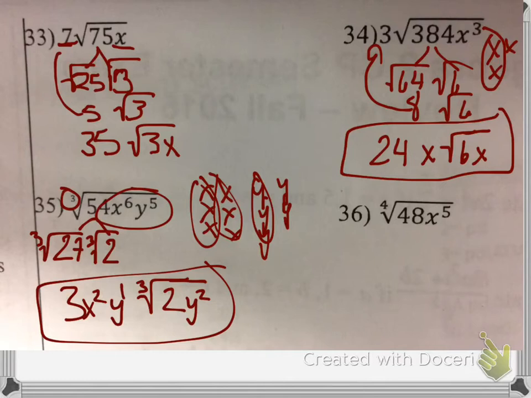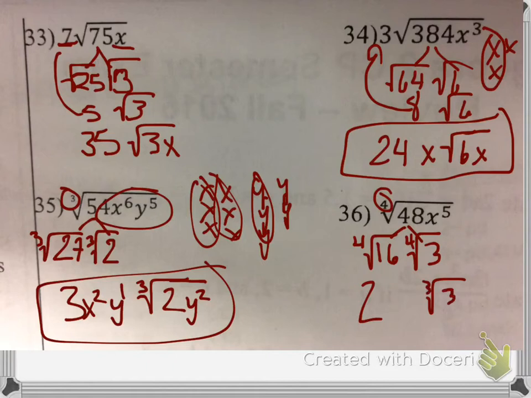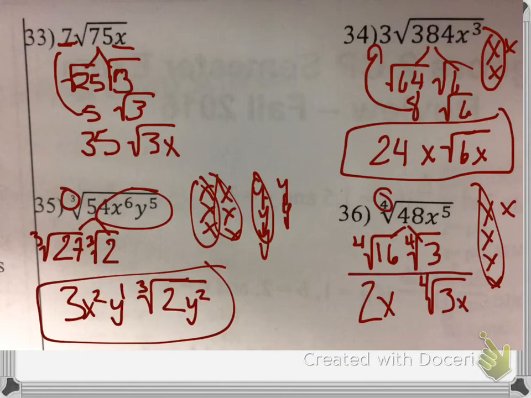Now, for number 36, I have the square root of 48, but it's a fourth root. So now I need to look at the fourth roots. I look at the fourth power ones, and the largest one that goes into it is 16. 48 divided by 16 is 3. The fourth root of 16 is 2. Fourth root of 3. Why did I write third root of 3? Fourth root of 3. Then x to the fifth, now I want them in groups of 4. So there's one group of 4 with 1 left over, and there's your answer. Keep in mind what you have to be careful with on those.